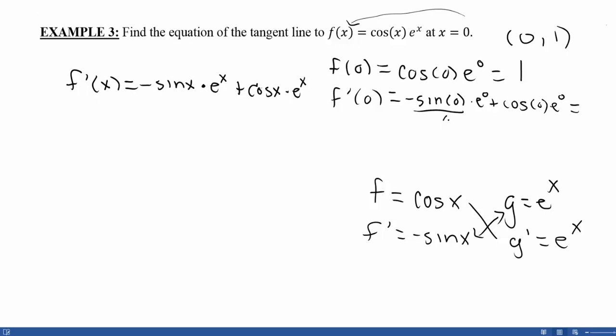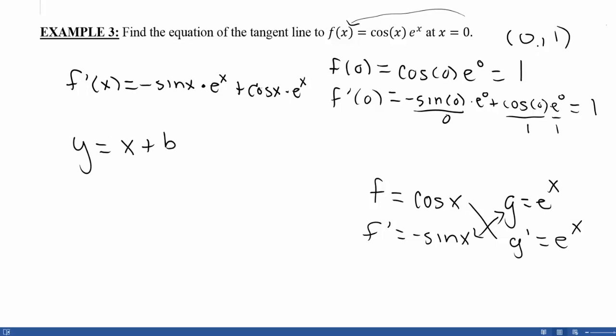Now sine of 0 is 0, so 0 times 1 is 0. And then cosine of 0 is 1, and e to the 0 is 1. So I have 0 plus 1 equals 1. So the slope of my line is 1. So that gives me y equals x plus b.